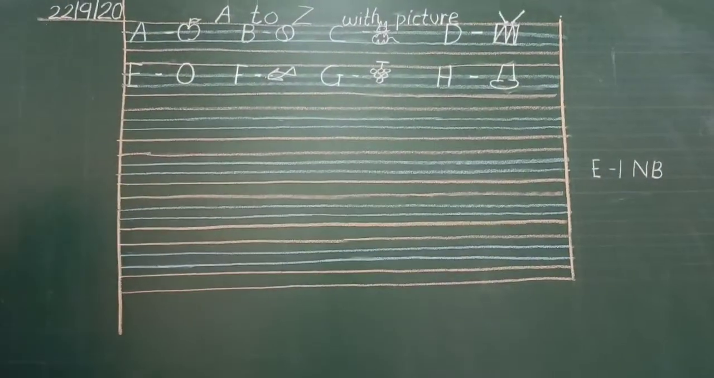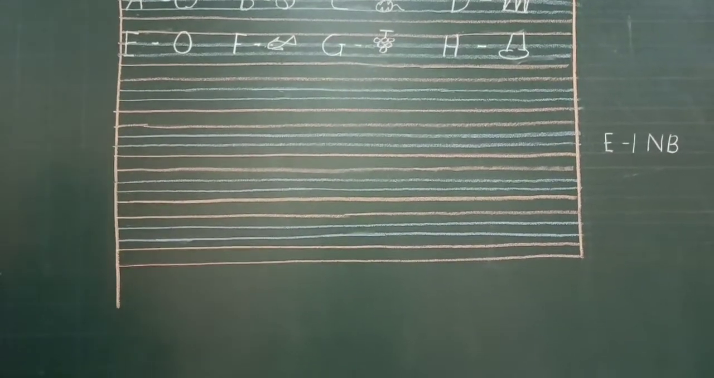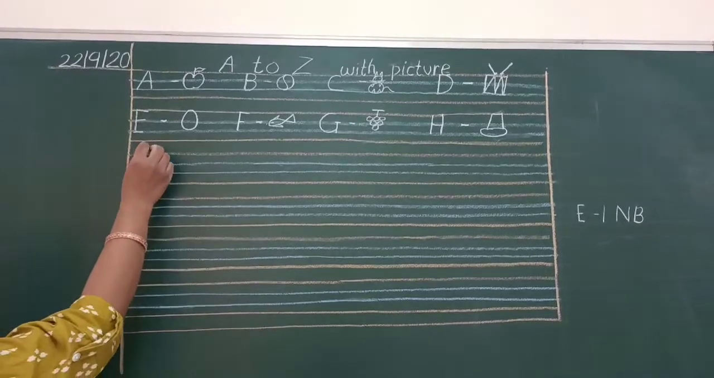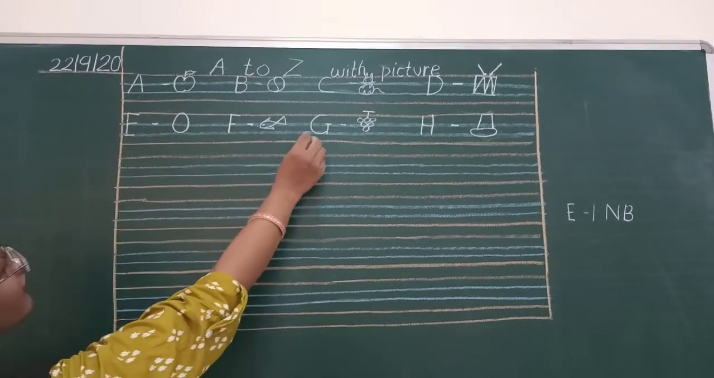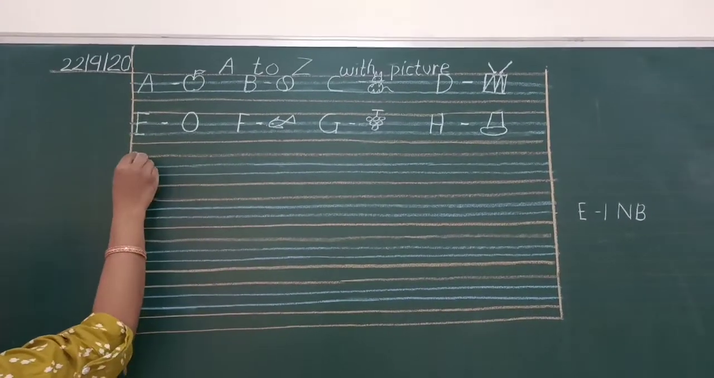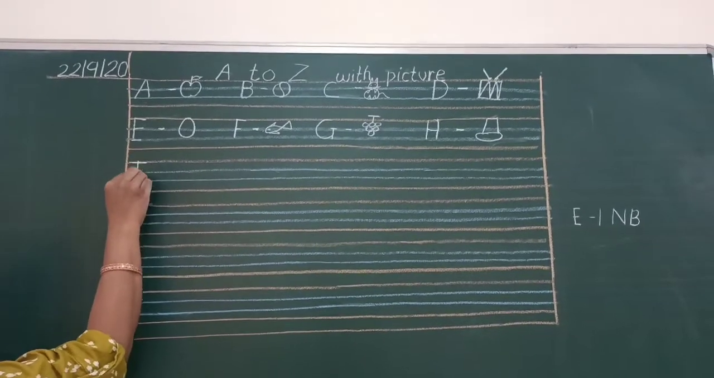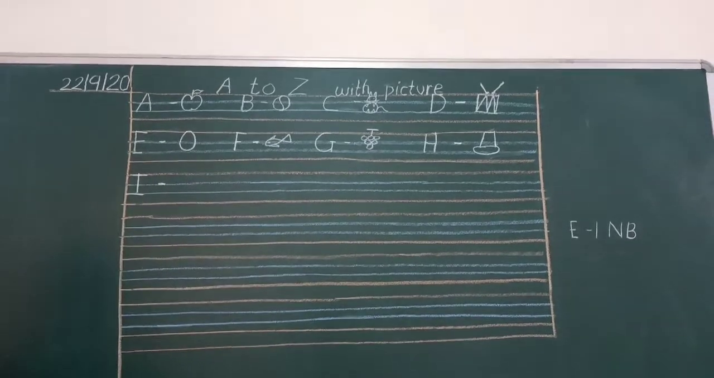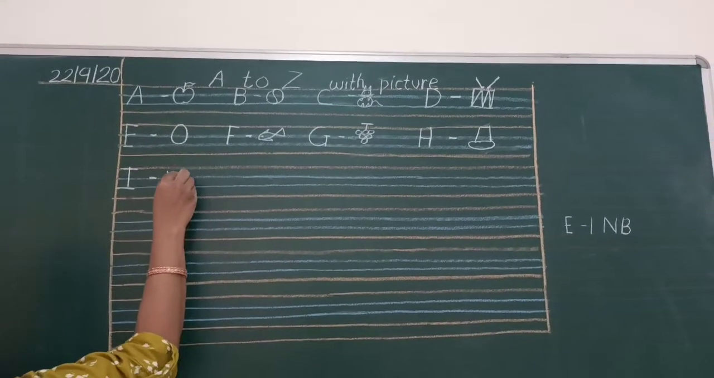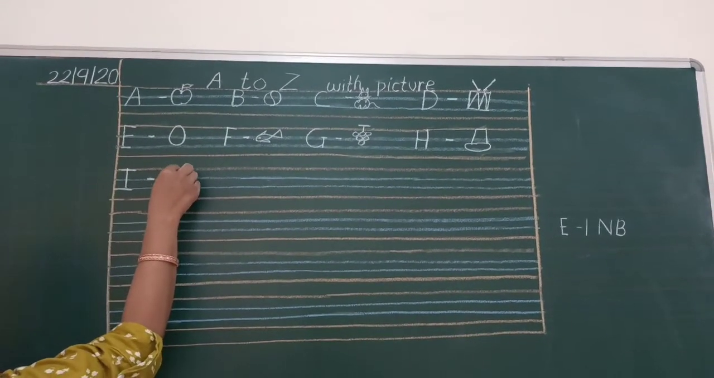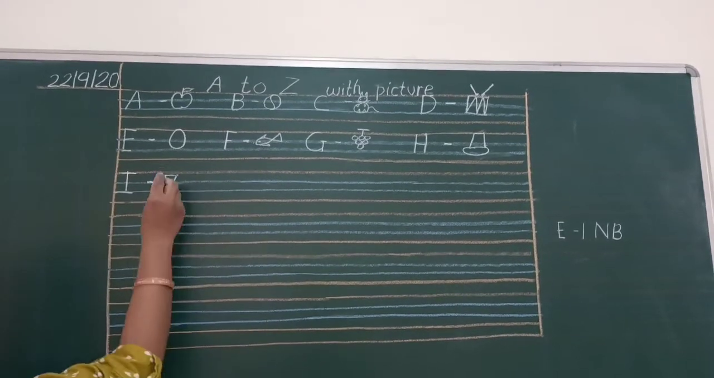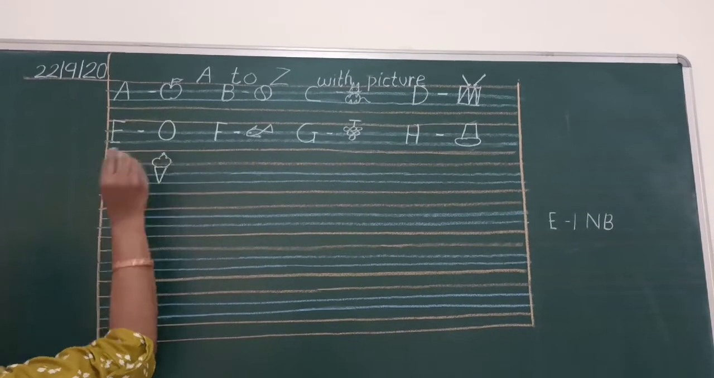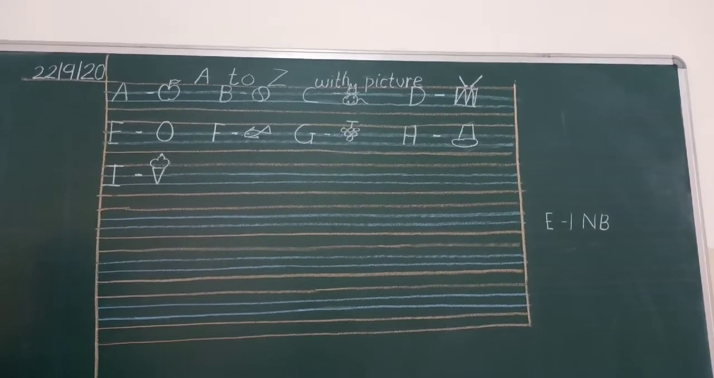Then again in the next line, which alphabet will come? E. Okay, now in the next line, E, F, G, H, here will come capital alphabet I, and I is for what? I is for ice cream. So first draw like this ice cream cone, and then ice cream. Okay, I is for ice cream.